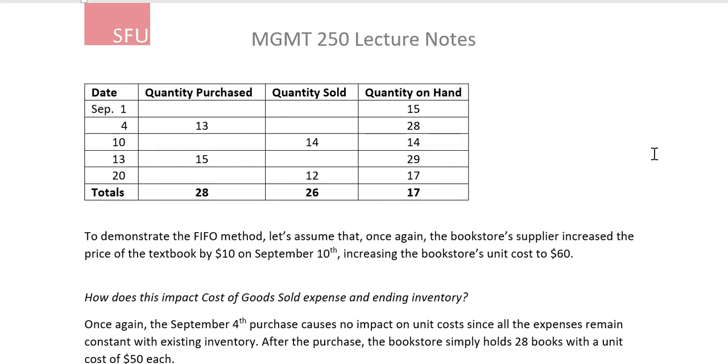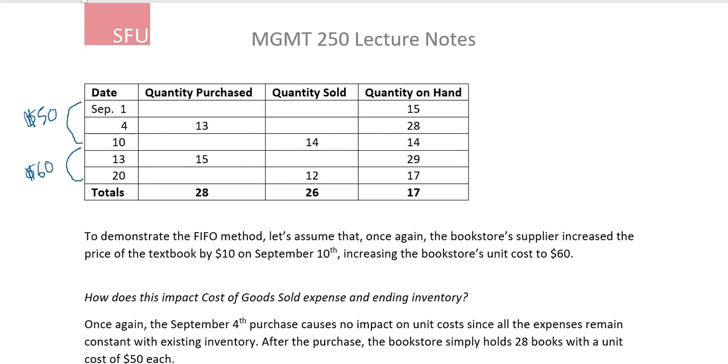To demonstrate the FIFO method, let's assume that once again, the bookstore supplier increased the price of the textbook by $10 on September 10th, increasing the bookstore's unit cost to $60. So once again, let's go ahead and write that down. It'll help us. So everything from here to here is 50, and everything from here to here is 60.